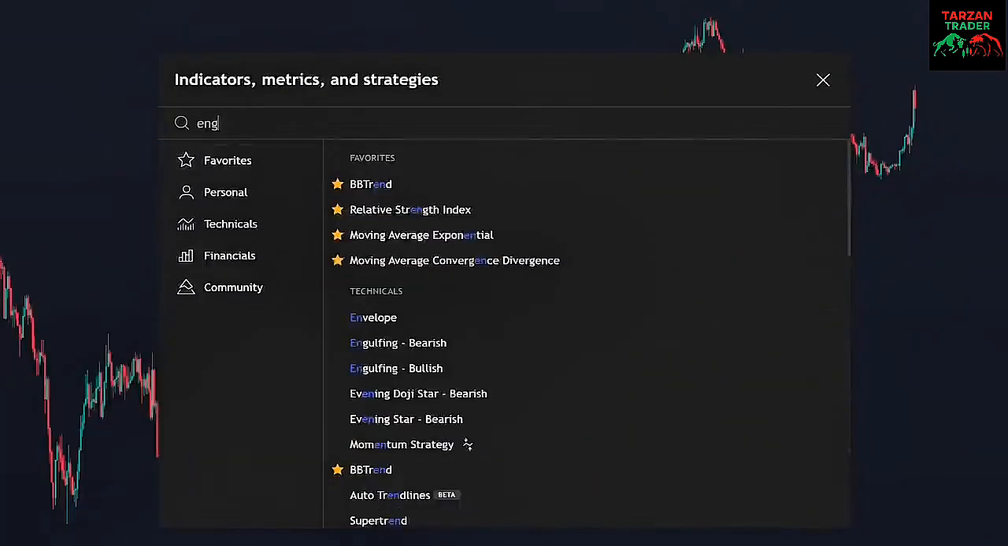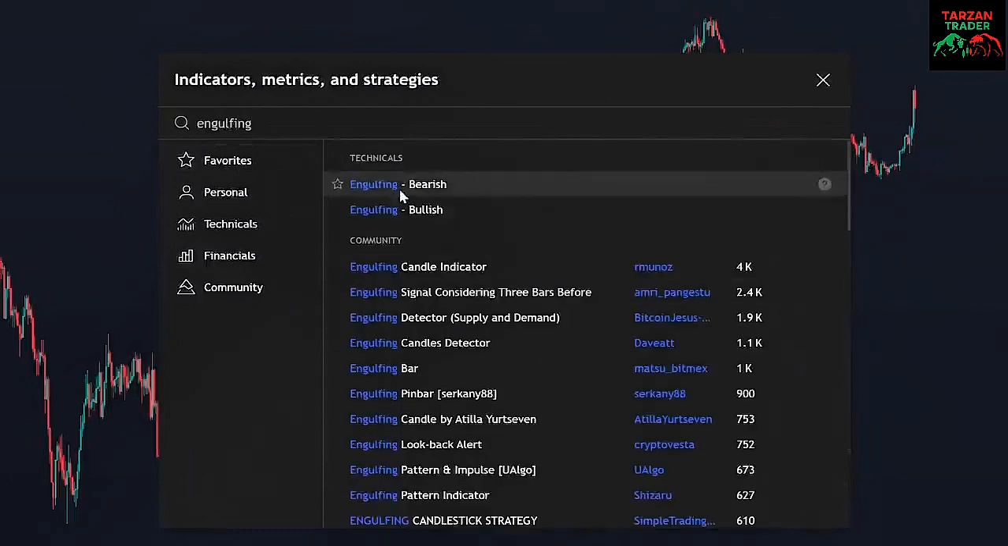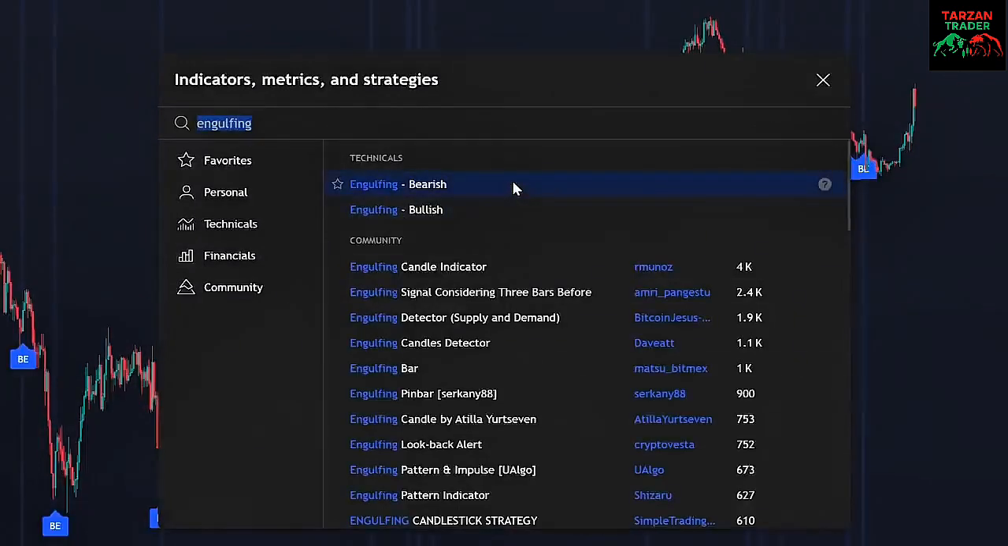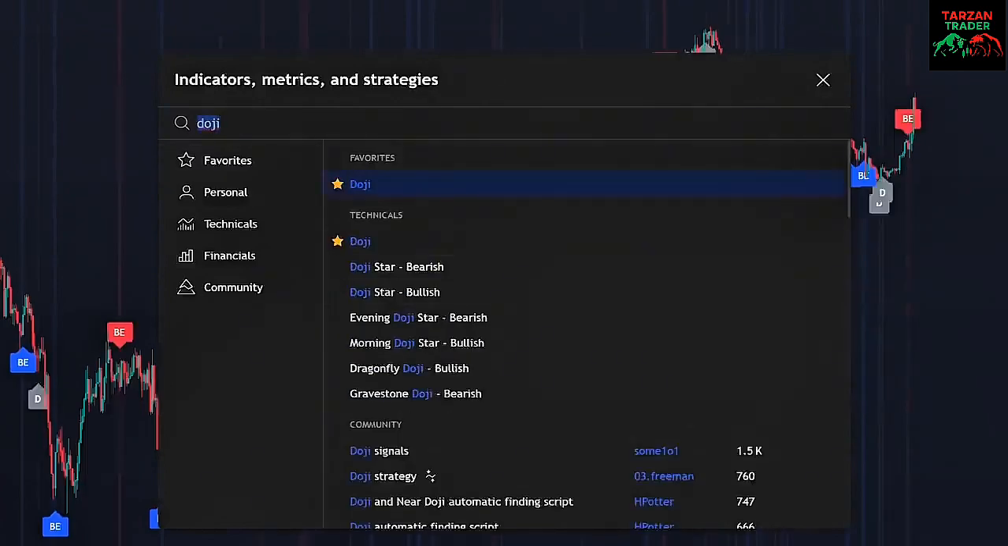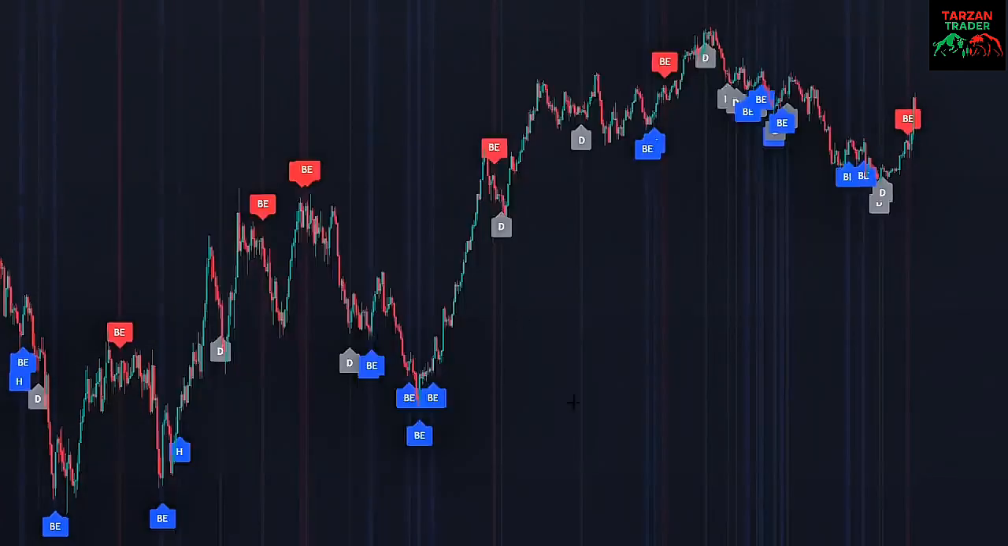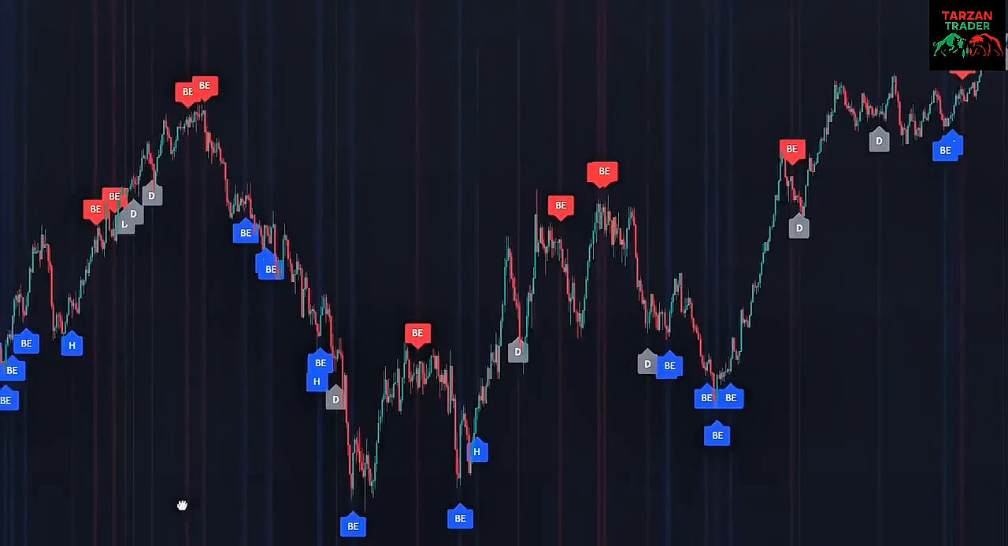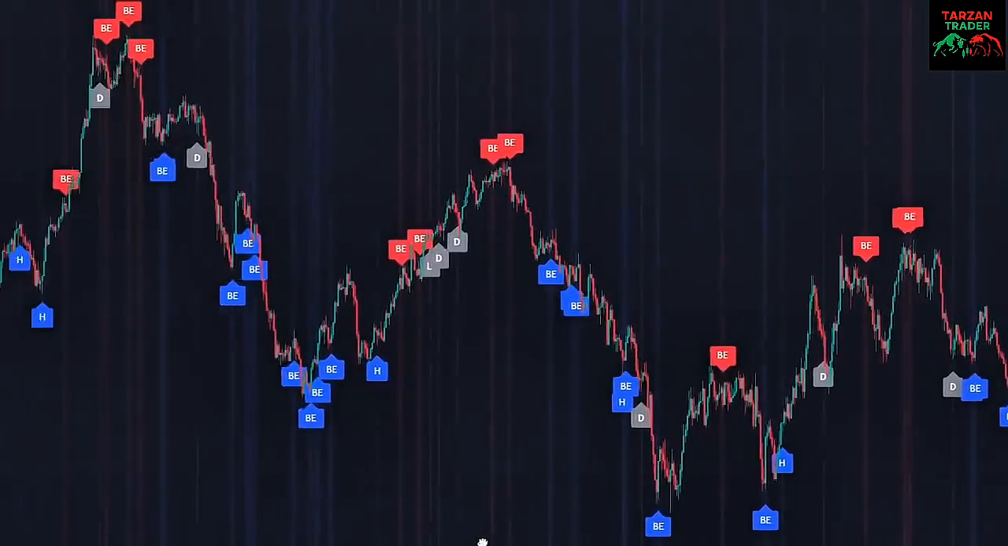But here's where it gets even better. You can add multiple candlestick pattern indicators to your chart at the same time. So you could have bullish engulfing, bearish engulfing, doji patterns, and hammer patterns all showing up automatically on the same chart. This way you can spot any of these high probability setups the moment they appear.